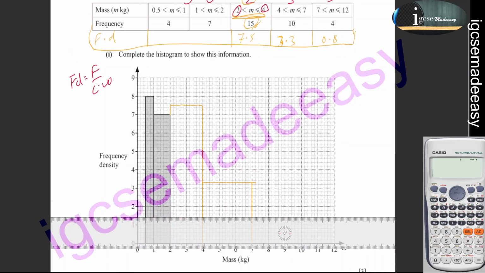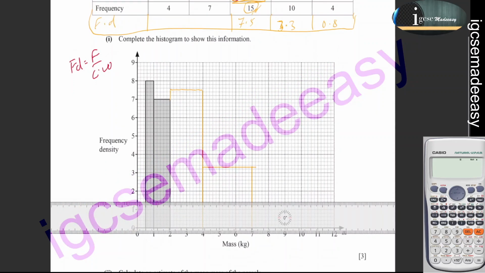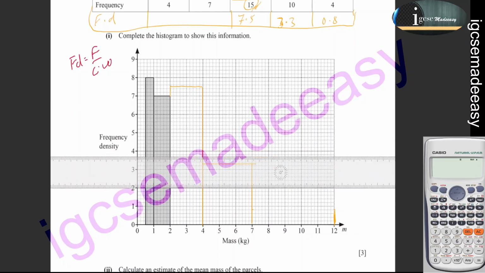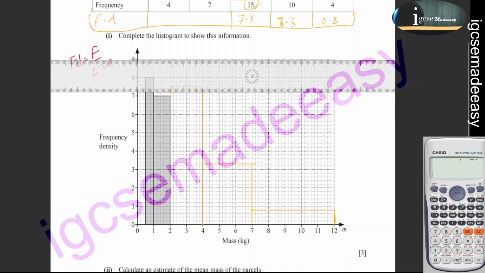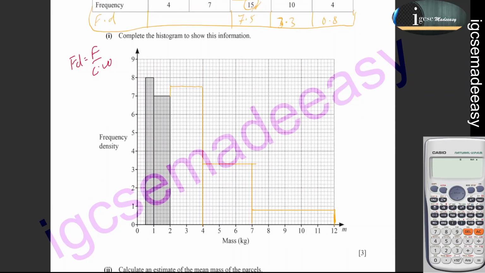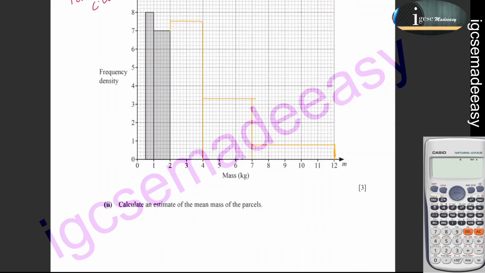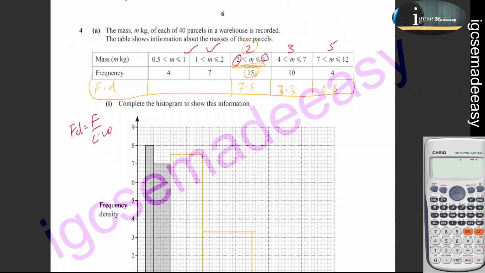Ignore some of the errors. Then we have 7 to 12, and it is 0.8. 0.8 is somewhere here. This is the point we have to plot. This is the point, this is the line, and then we have to draw like this. So this is the graph of frequency density. So let's move on to the next part. Part 2 says, estimate the mean mass of the parcel. So we have to estimate the mean mass of the parcel.